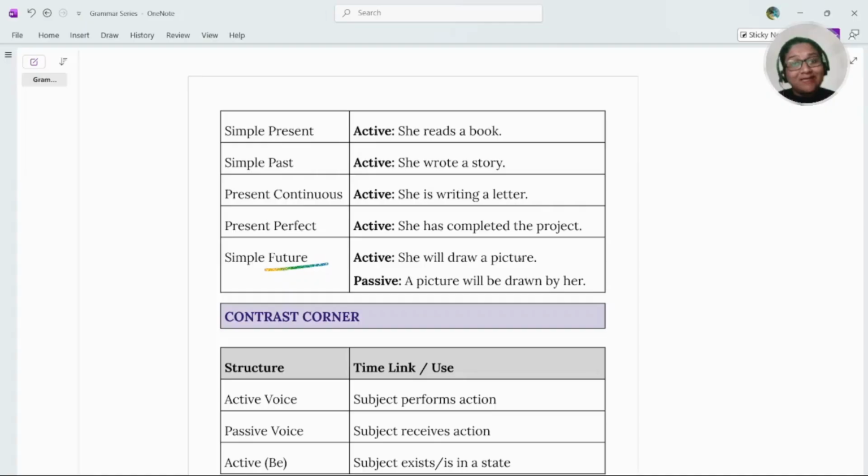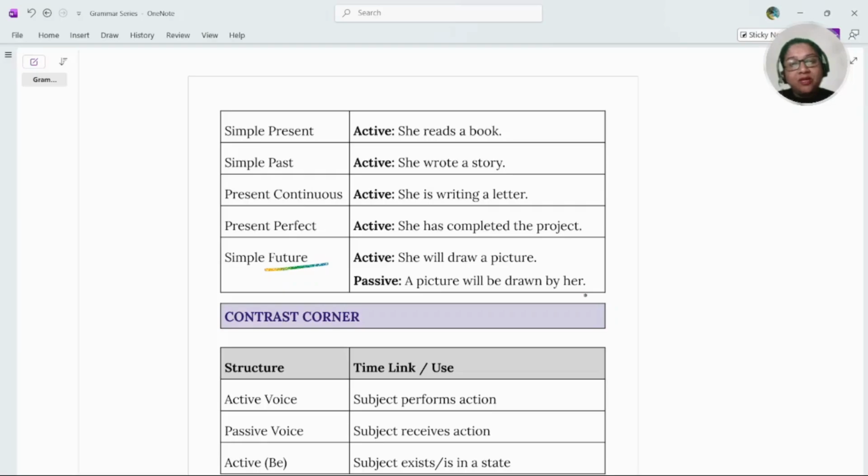Because the next section, or rather the next lesson that we are going to talk about, is passive voice. And I want you to get a gist of the whole concept, how exactly passive voice sounds different when compared to active voice. Cool. Let's move on. So, the passive voice sounds like this: A picture will be drawn by her.